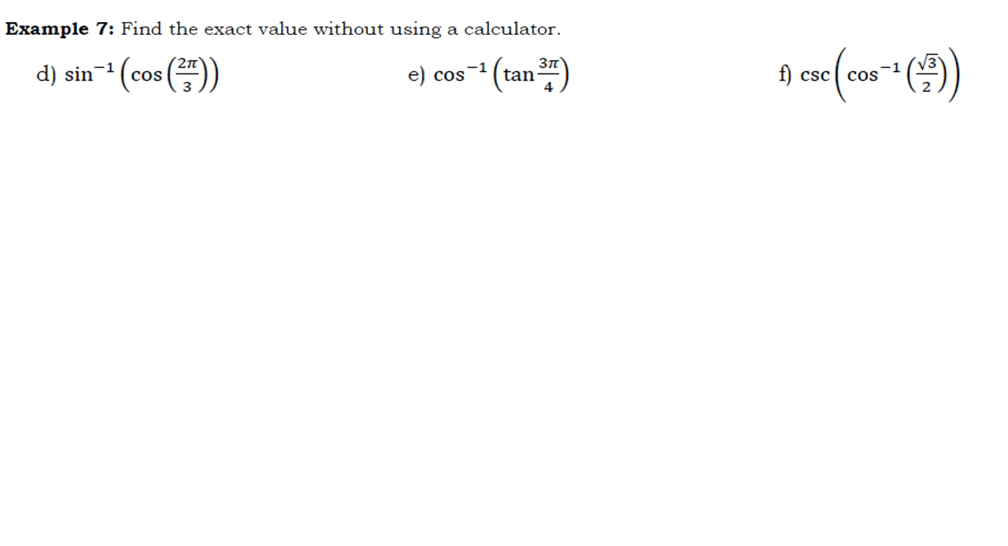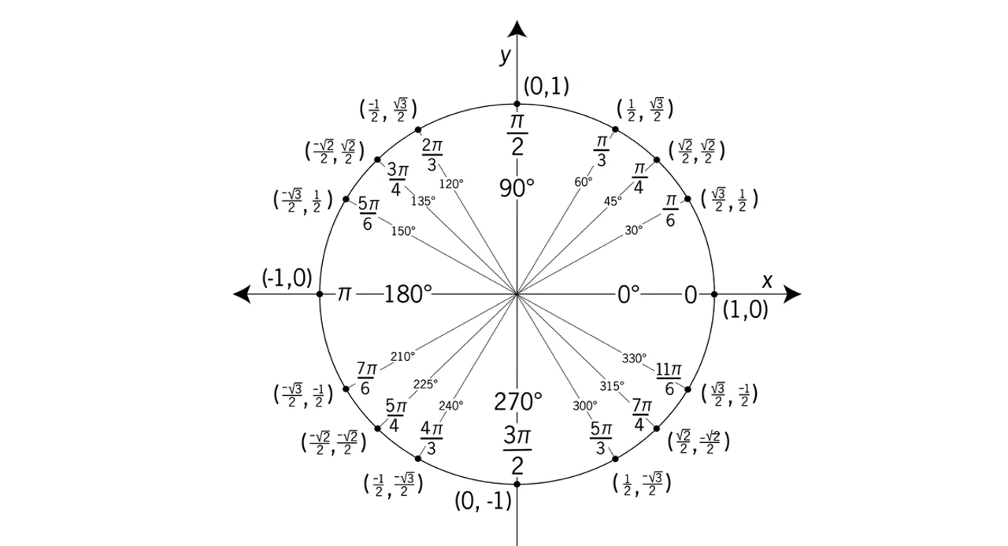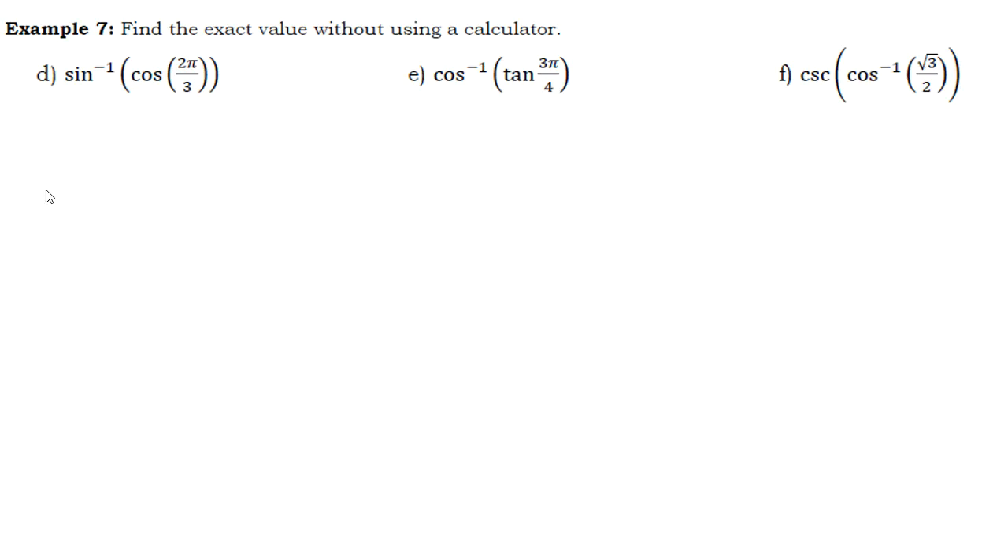All right, let's take a look at these next three examples. Now, looking at these examples, I see that the values I'm given, 2 pi over 3, 3 pi over 4, and then this inverse cosine of radical 3 over 2, hopefully these are reminding you of your unit circle. All of these values are on your unit circle. So if we're being asked to find the exact value without a calculator, then what we're going to do is use our knowledge of the unit circle and just work through them.